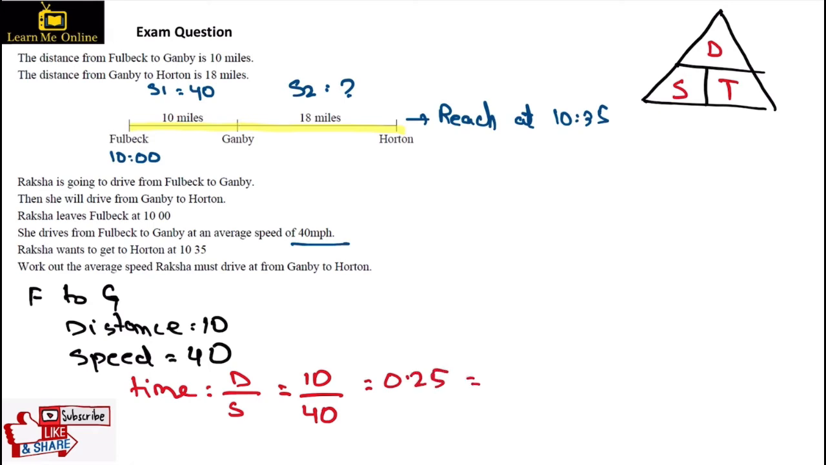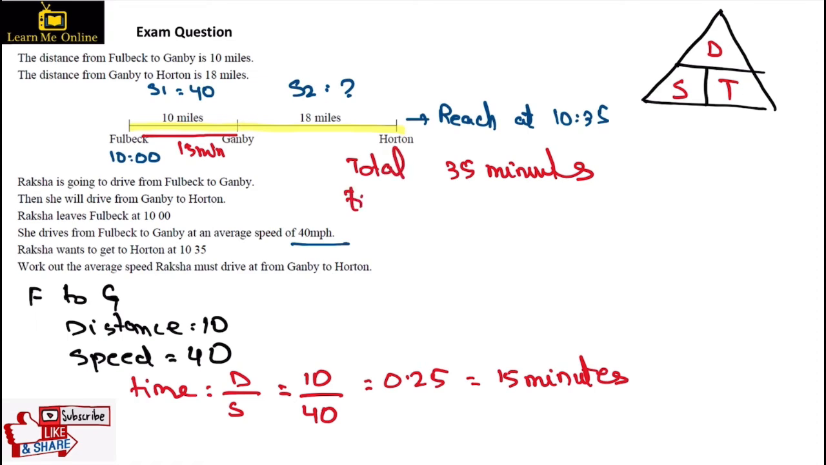If I convert that into minutes, it would be 15 minutes. Now the duration from Fullback to Ganby is 15 minutes. If Raksha wants to reach here at 10:35, it means the total time she'll be taking is 35 minutes. So now 15 minutes she has used already. The remaining time she'll have would be 20 minutes.